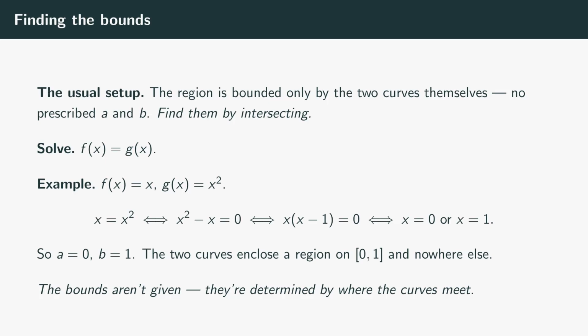Between these two crossings, on the interval from 0 to 1, they enclose a little lens-shaped region. That's the region whose area we want, and the bounds of the integral are the x-coordinates of the intersections, a equals 0, b equals 1. The bounds are determined by the geometry, not given to you.